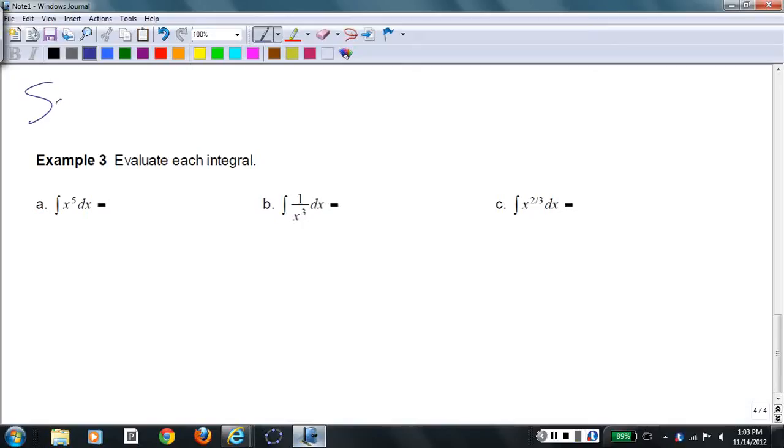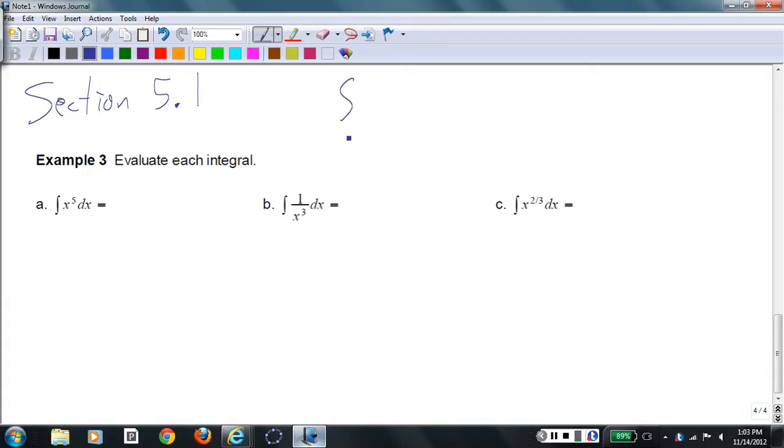So section 5.1, evaluate each integral. Now in each of these we're going to use the so-called power rule for integrals, or power rule for computing antiderivatives. See if I'm careful with the details here.